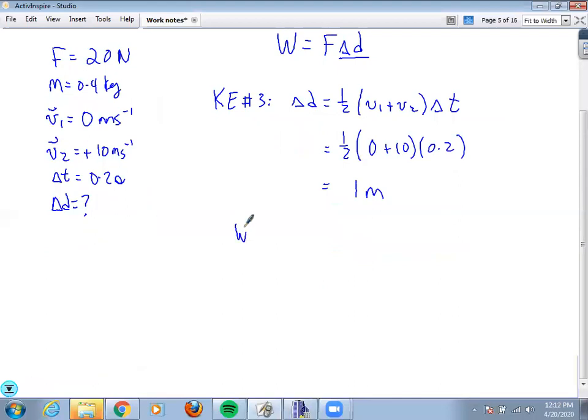So now work equals F delta D. So that will be 20 newtons times 1 meter, which would be 20 joules. Sorry, correction. Okay, so that would be 20 joules. So that is an example where we had to use kinematics to get delta D, and then figuring out the work from there. Okay.